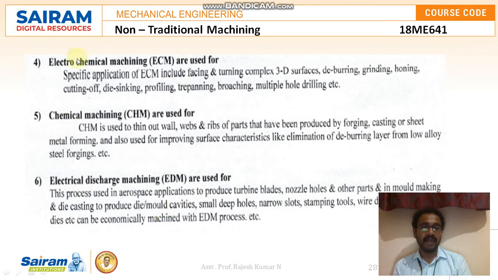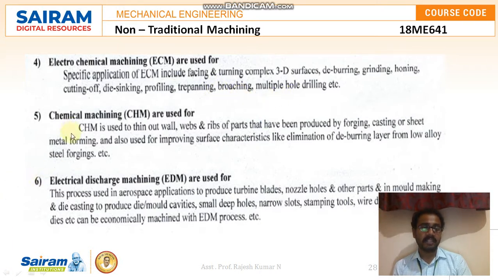And the fourth one, the electrochemical machining process, which is mainly used for facing and turning complex three-dimensional surfaces. In electrochemical machining, as I said, we mask the whole workpiece, leaving the portions where the excess material should be removed. Deburring, grinding, honing, cutting off, die sinking, profiling, trepanning, broaching, multiple hole drilling, all these processes can be done, and electrochemical machining is highly recommended for all of them. And the workpiece material can be anything.